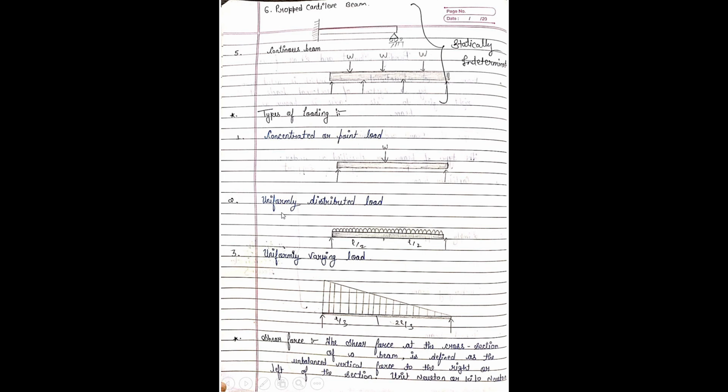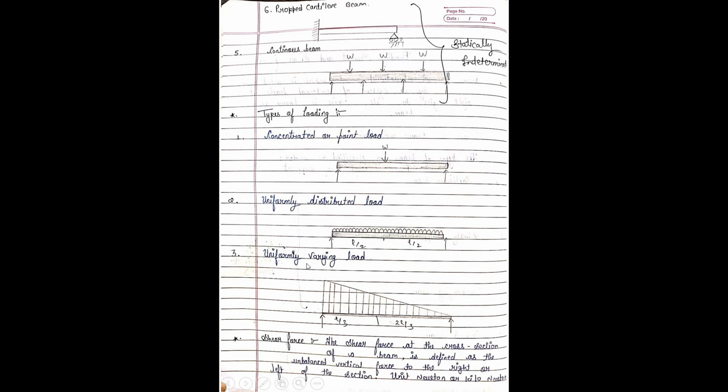Second one is the uniformly distributed load. Uniformly distributed load is designated by this type. As per its name, uniformly distributed load is the load for which the load intensity is constant. Means the load intensity everywhere is W per unit run. The example of this uniformly distributed load, or we can say UDL, is the self weight of the beam.